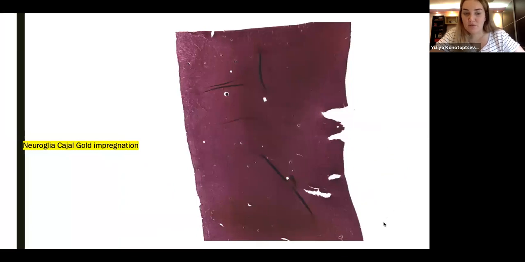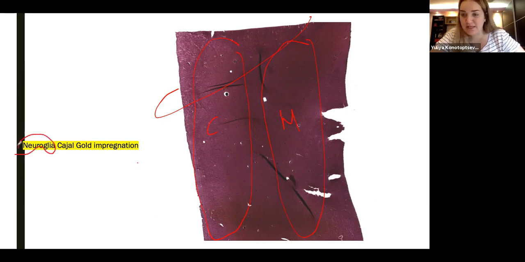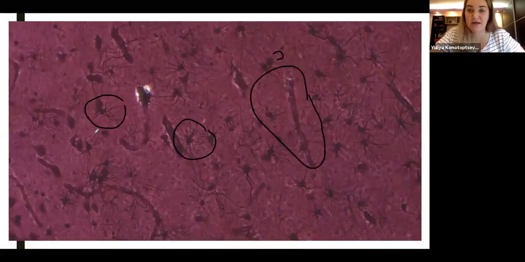Let's take a look. So neuroglia, gold impregnation. This is a piece of your brain. In this piece of the brain, you can see that there is the cortex, so gray matter, and there is the medulla, which is the white matter. Okay, so cortex and medulla. The purpose of the slide is to look at the neuroglia. Of course, we will not be able to see all of the neuroglia. The only cells that we will be able to see are astrocytes. Okay, so here we're talking about which cells you can see. We're only going to be able to see astrocytes.